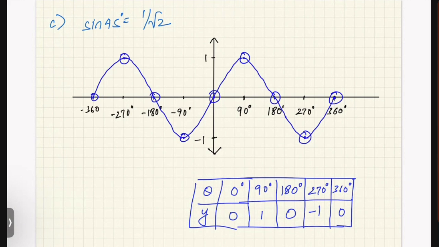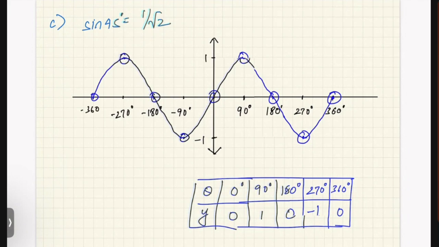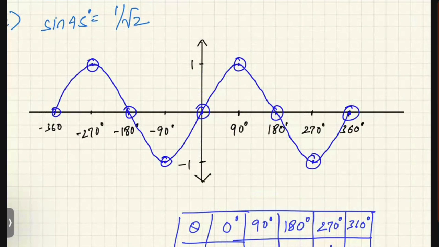Now, starting with 45 degrees, where will it be? 45 degrees will be exactly in the middle. It is giving you how much value? 1 by root 2. How much is 1 by root 2? Root 2 is 1.414. So 1 divided by 1.414 gives you approximately 0.7.